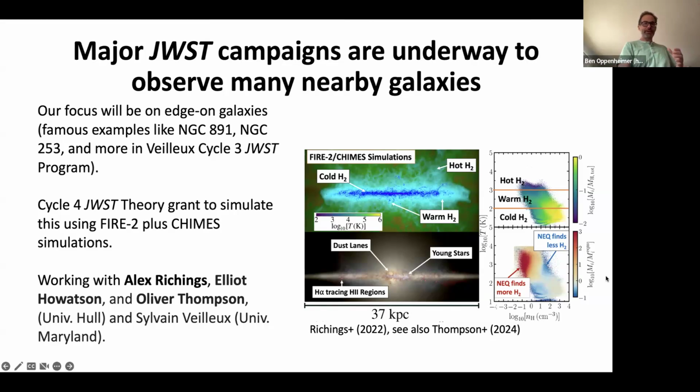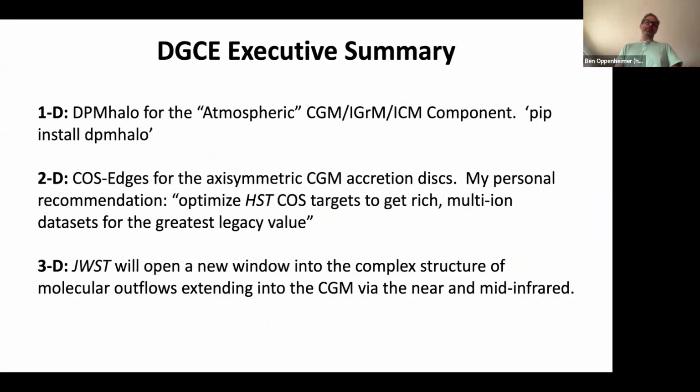So these are idealized simulations, but they're beautiful, and it made it easy to make a nice plot. I should say warm, hot, and cold reverse to a very different temperature scale that we're not used to in the CGM. So that is a future direction, which I think will tell us a lot about outflows via JWST.